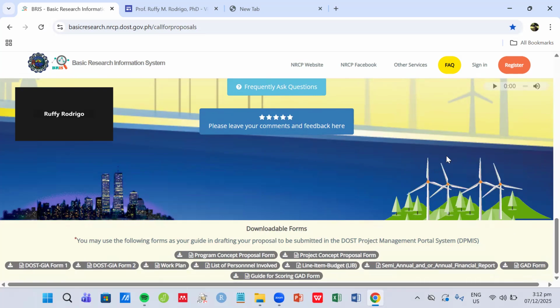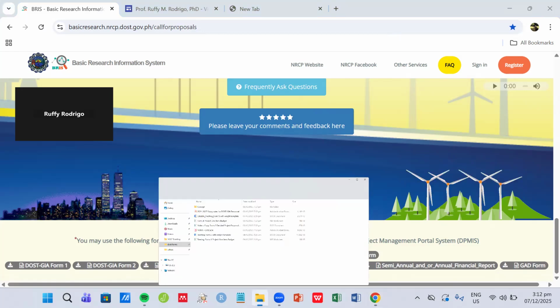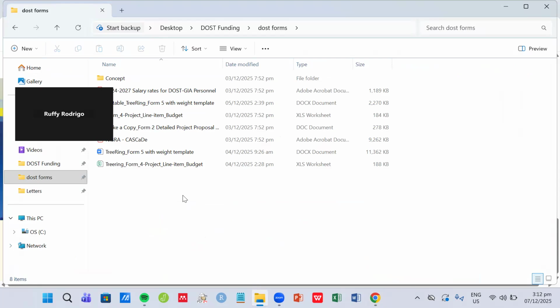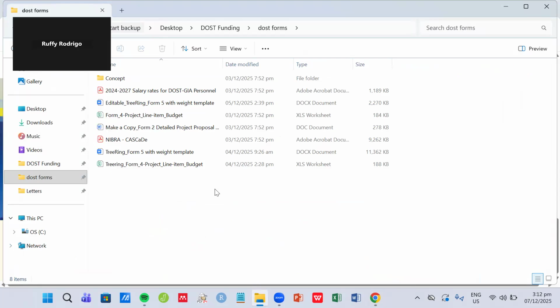Let's say you're asking for 2 million for 2 years. So what are the budget items, like how much do you need for this? How much do you allocate to each line? I will show you later on in the platform. So basically you can just click that and try to fill in. I don't want to download this because it will probably take a lot of time for me to download that. I have here already some of the forms that I have.